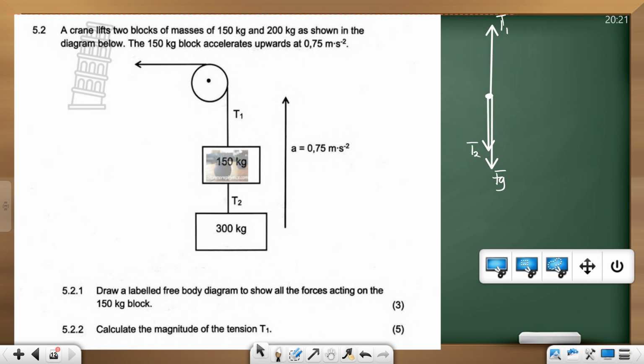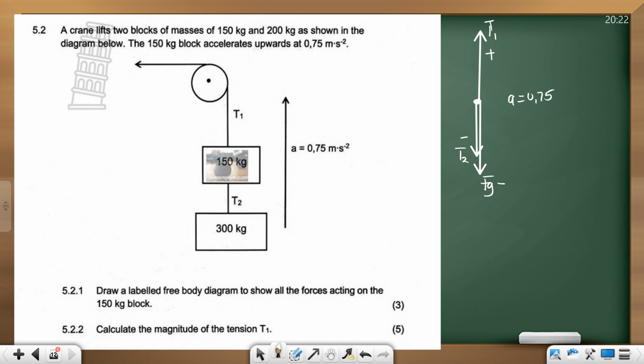The object is being pulled up, so let's take upward as positive, and we take downward as negative. Okay, let's see. Acceleration is 0.75. So if I use my F net equals ma, what's going to happen? It's going to be T1 plus negative T2, plus negative Fg, is equal to ma. Problem is I don't even know T2. But I know this is mg.